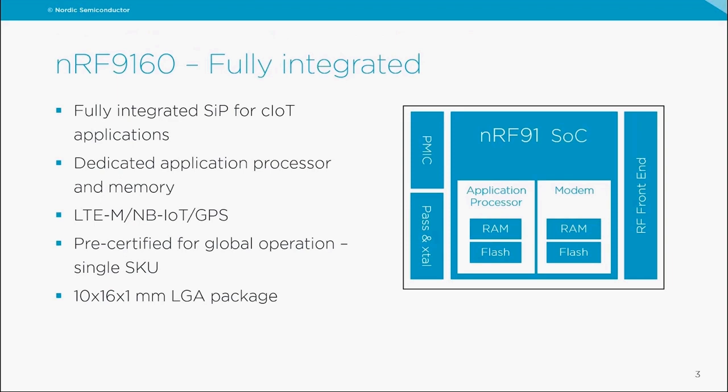The application processor and modem share power management and clocks, with automatic power management of power domains to ensure that the device stays in the lowest possible power state at all times during application and modem cycles. The nRF9160 is pre-certified as a module for global operation with one single SKU to support worldwide deployment, and that really plays into the promise of using a standard 3GPP technology for wide area connectivity in any part of the globe.